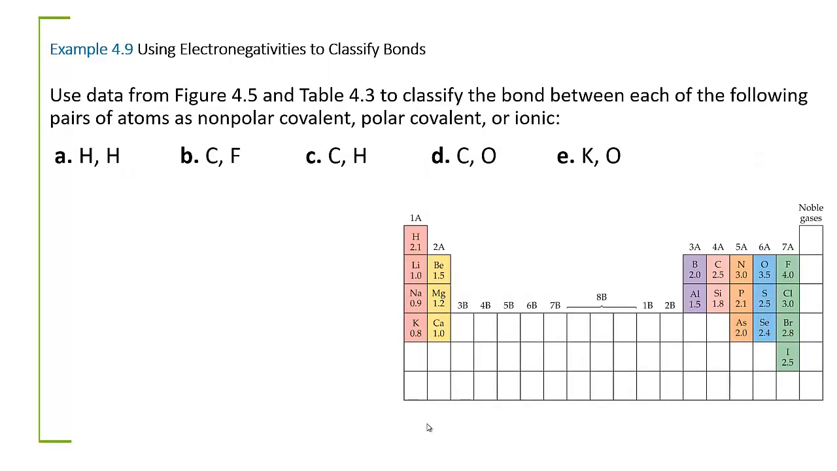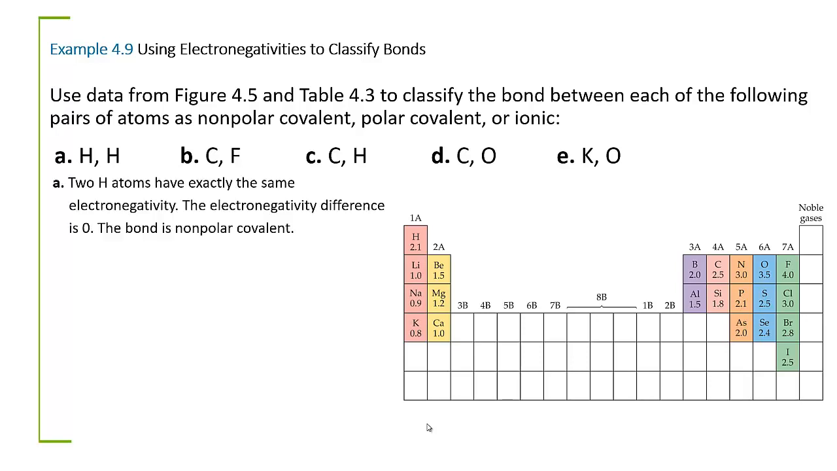If hydrogen bonds to hydrogen, is it nonpolar covalent, polar covalent, or ionic? Hopefully you're able to see that the two hydrogens have the exact same electronegativity value. Therefore the electronegativity difference is 0. This means the bond would be nonpolar, but it's still a covalent bond. It's not ionic. What about carbon and fluorine? If you look at carbon here and fluorine here, you have about a 1.5 electronegativity difference. That means the bond is a polar covalent bond.